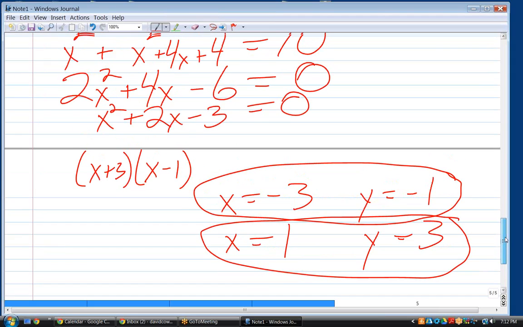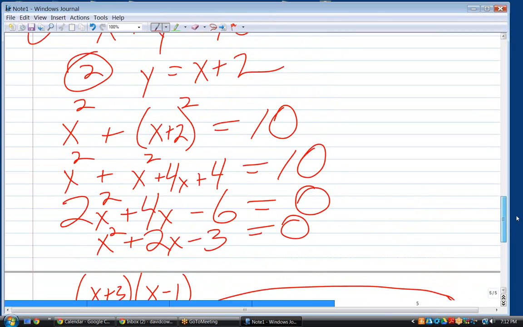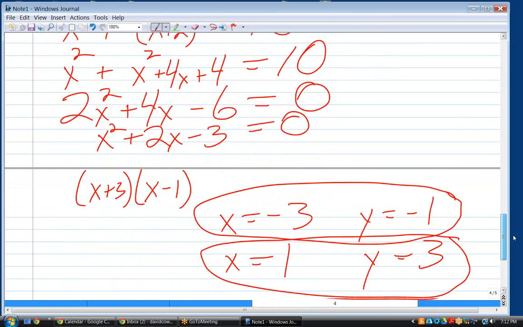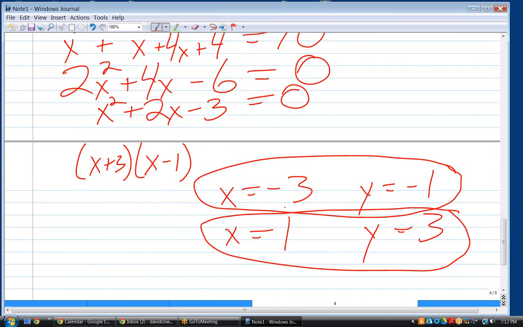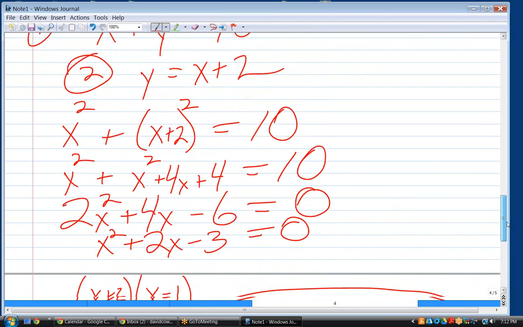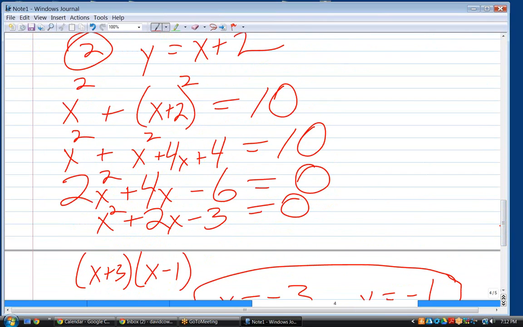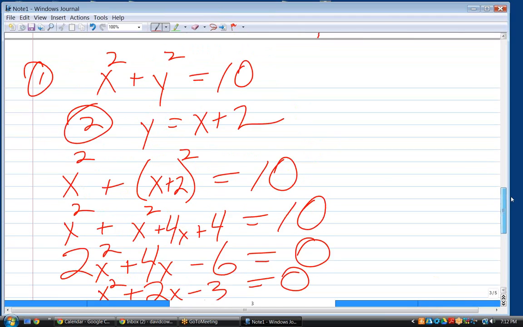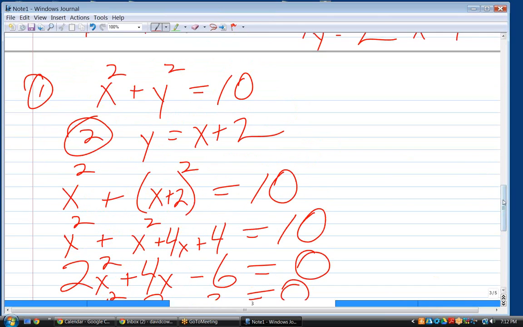And let's make sure that both those solutions work. Well, certainly if I square both of these and add them together, I get 10. Same thing for these. So it satisfies equation number 1, and I know it satisfies equation number 2 because that's where I got the y values from. So the only one I really need to check is equation number 1.